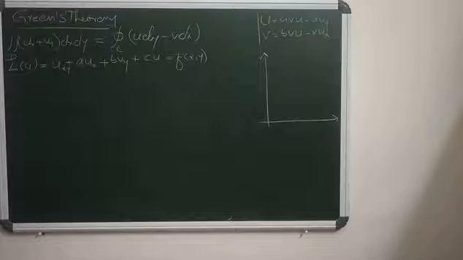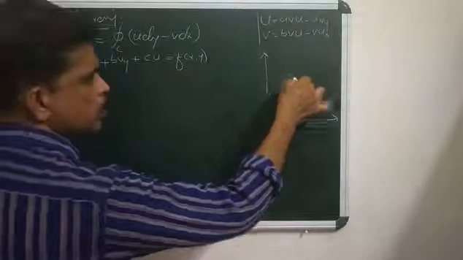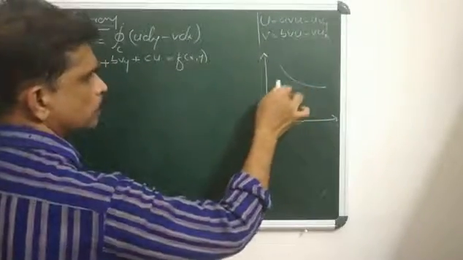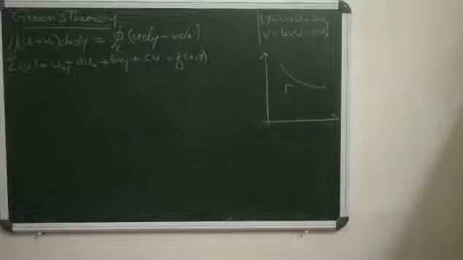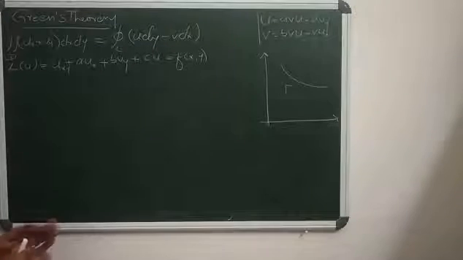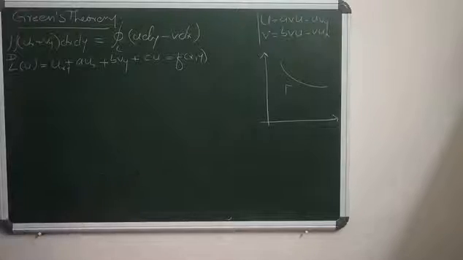A, b, c are not constants. They are differentiable functions of x and y. Now consider a smooth curve. Let gamma be a smooth curve, which is continuous.